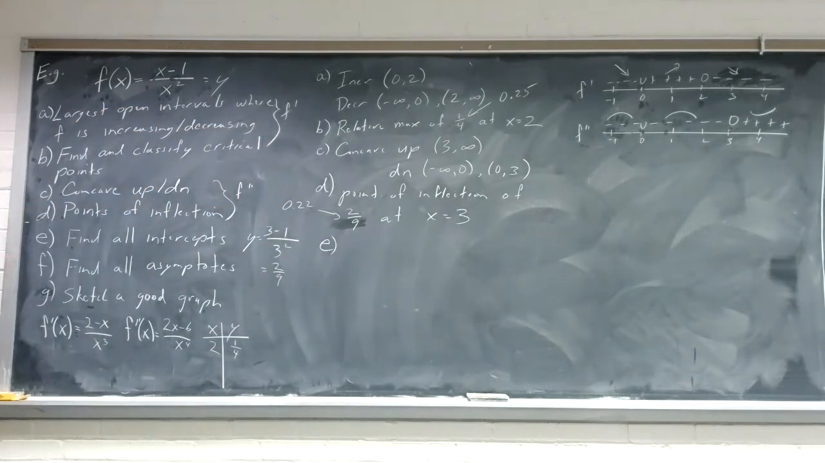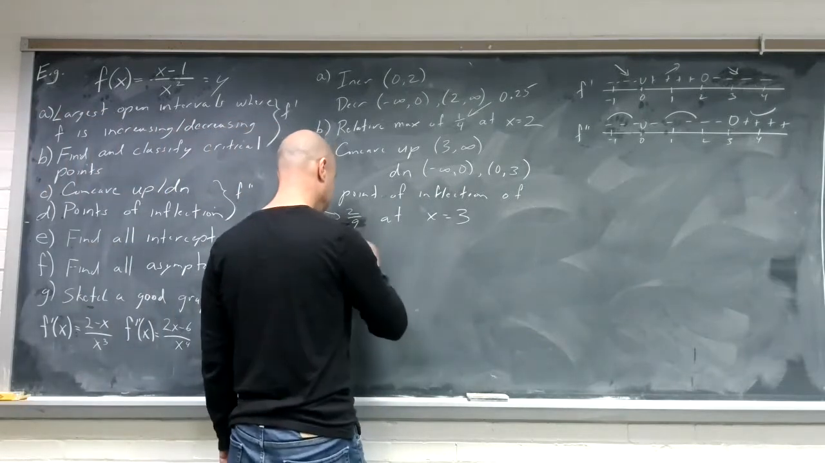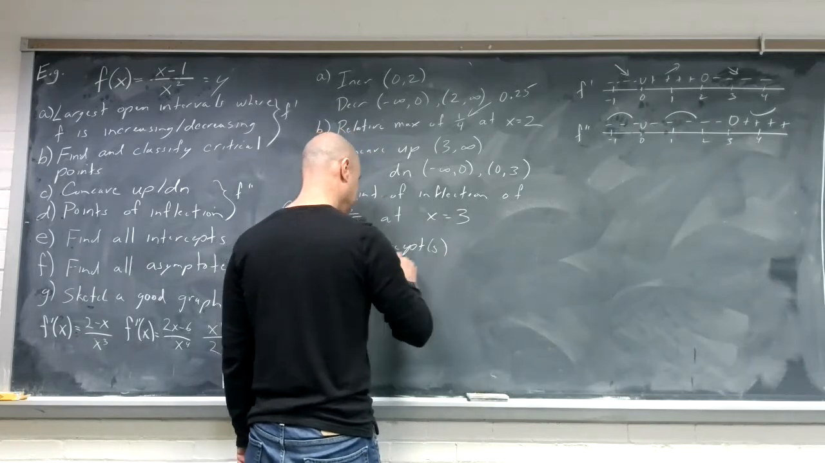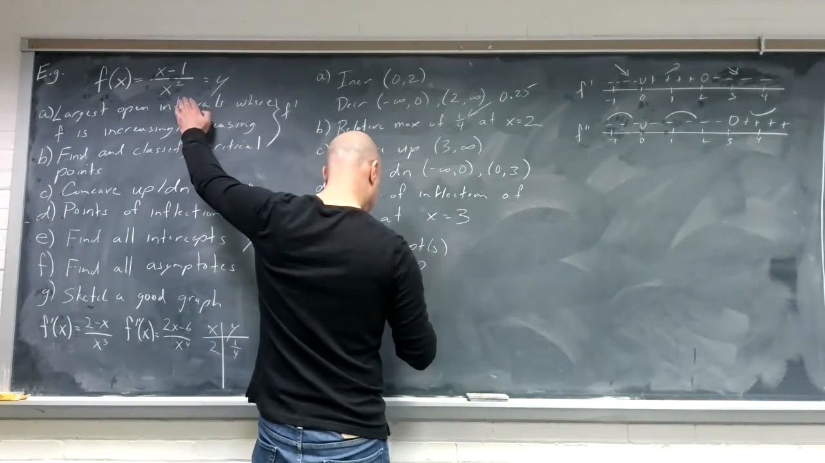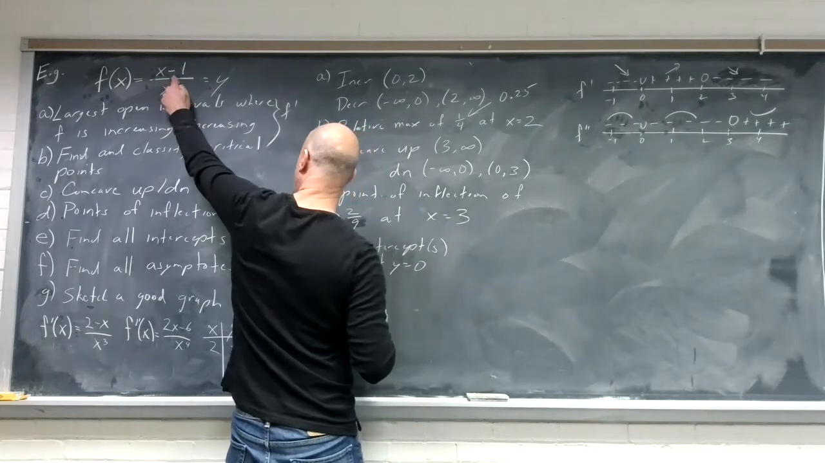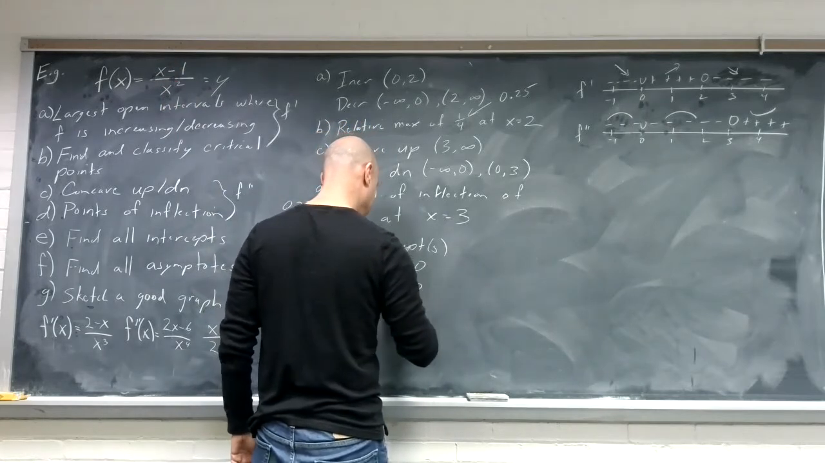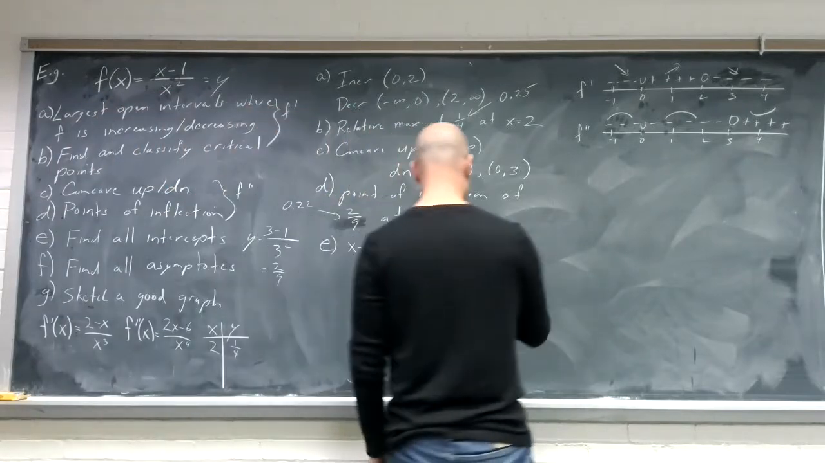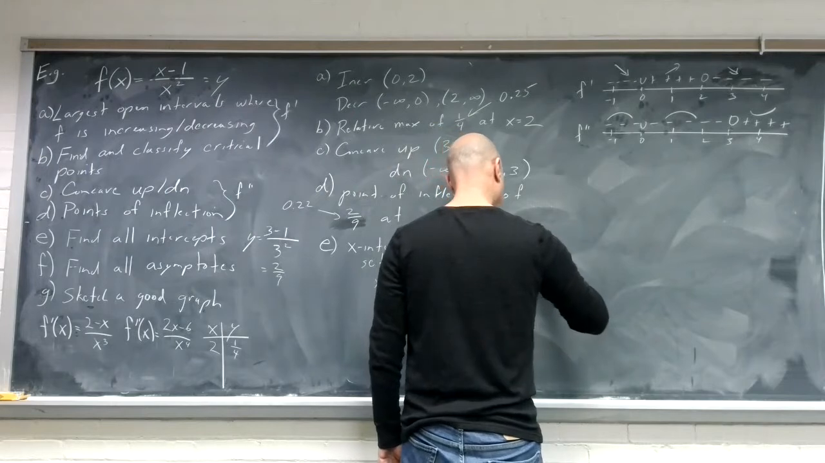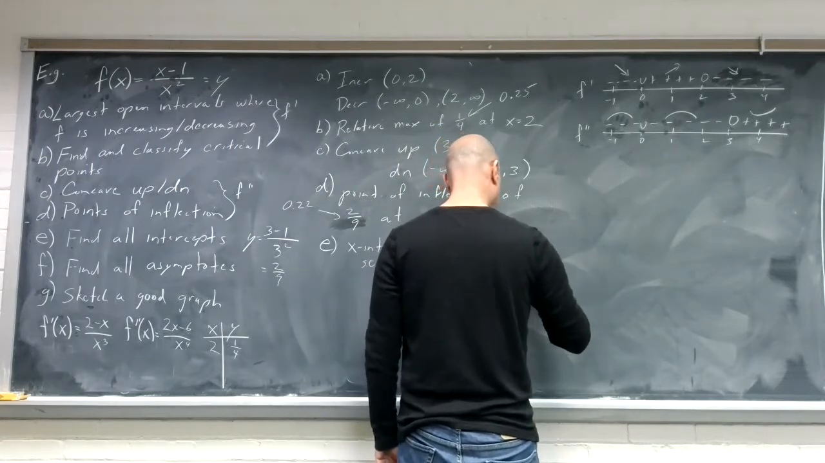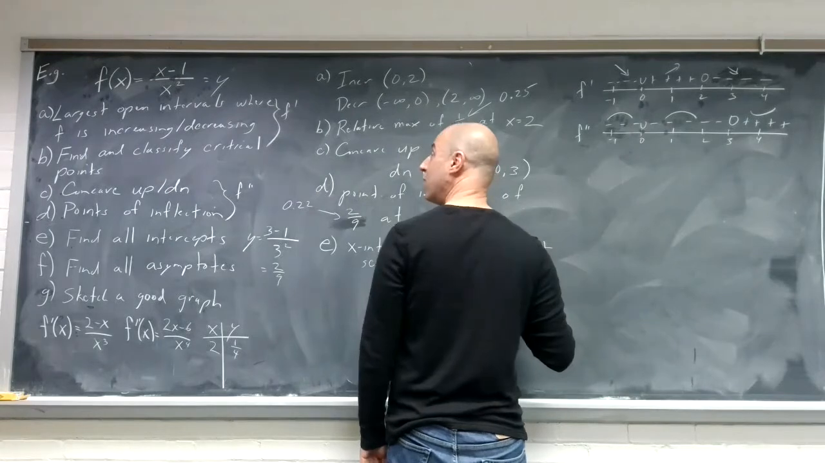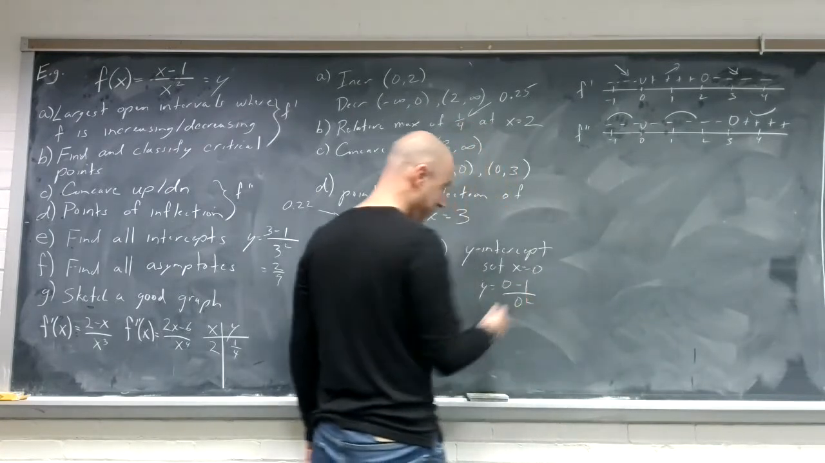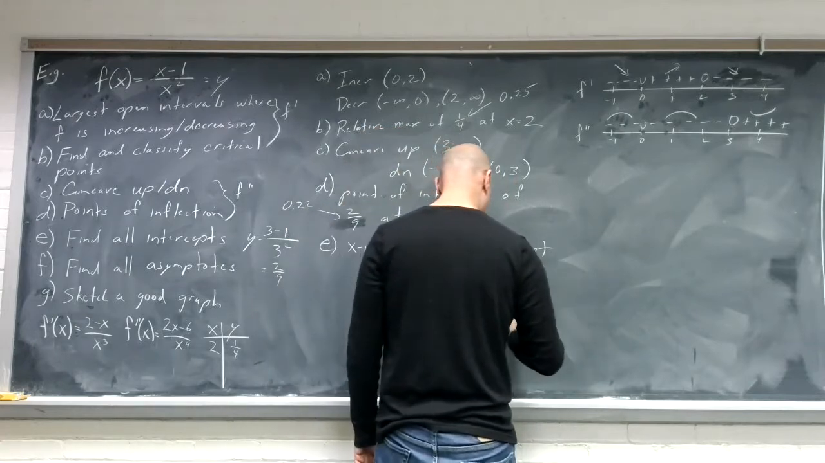E, intercepts. For our x-intercepts, we'll set y equal to 0. As usual, y is the original function. So if we set a fraction equal to 0, that means the top is equal to 0, so x minus 1 equals 0, so x equals 1. It's the only place where we cross the x-axis. And for our y-intercept, we'll set x equal to 0. So y equals 0 minus 1 over 0 squared. Divided by 0 there, that's garbage. So there's no y-intercept.